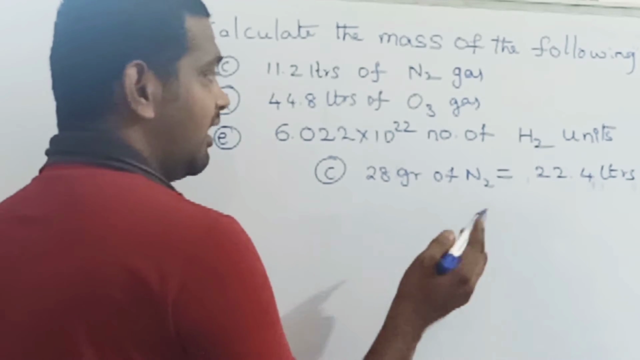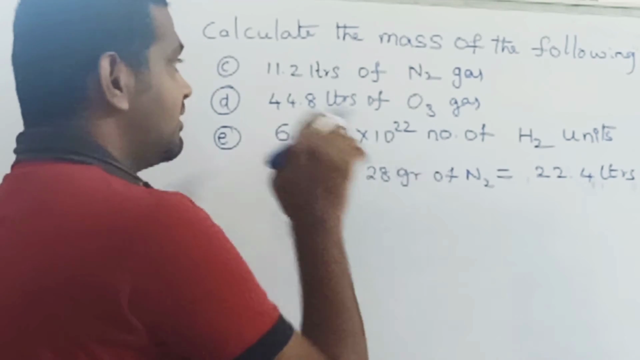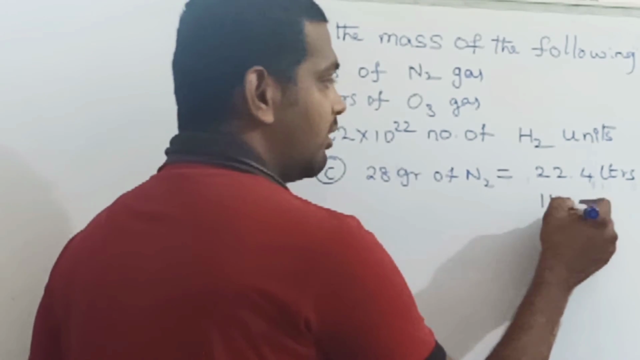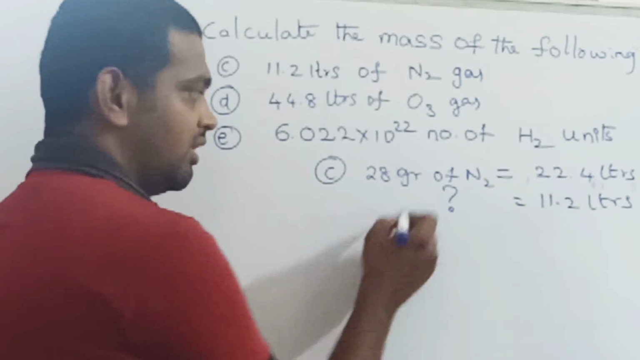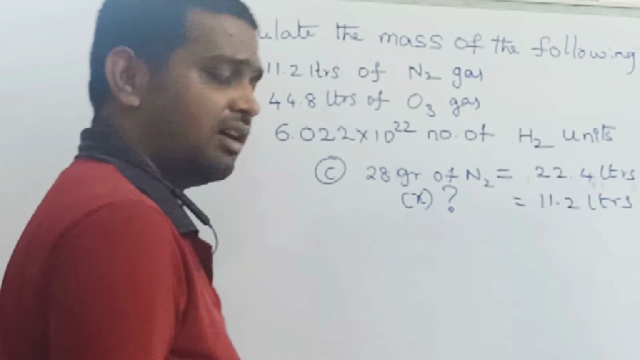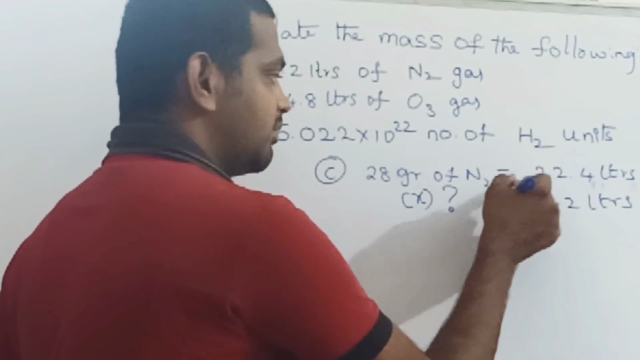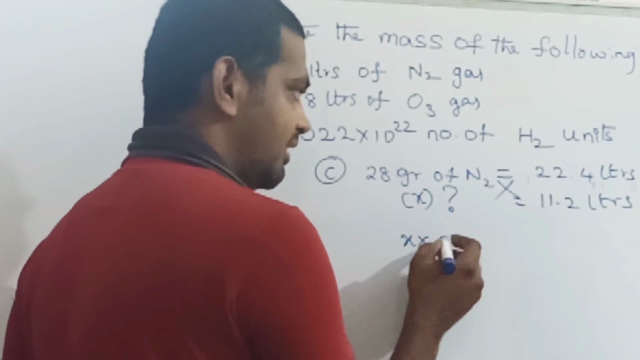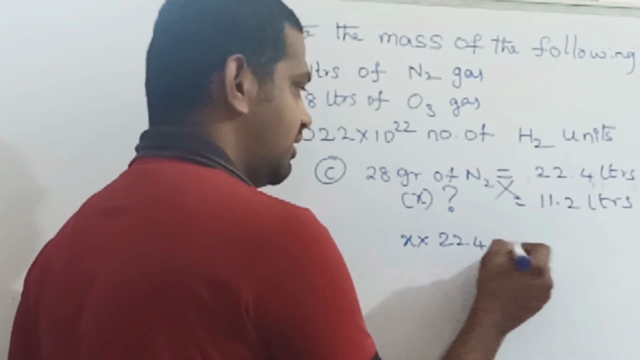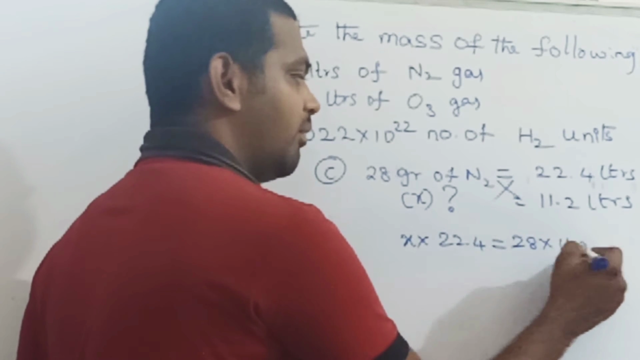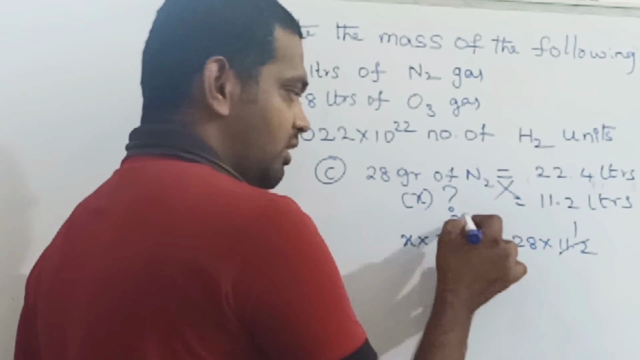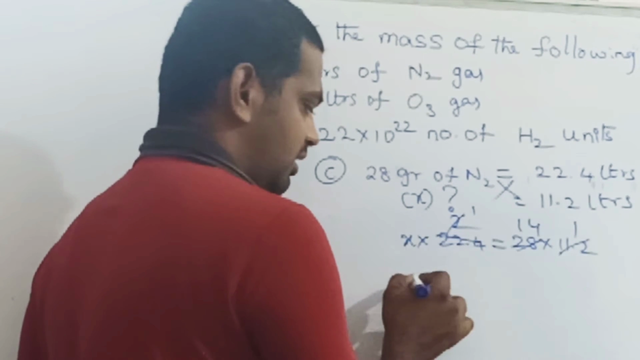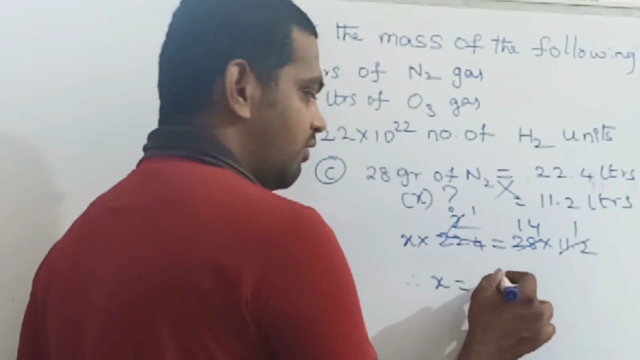But instead of 22.4 liters, here we have 11.2 liters. So this will consist of how many grams? Let us consider the number of grams as X. Now do cross multiplication and you will get the answer. X into 22.4 is equal to 28 into 11.2. Very simple. Therefore, X is equal to 14 grams.